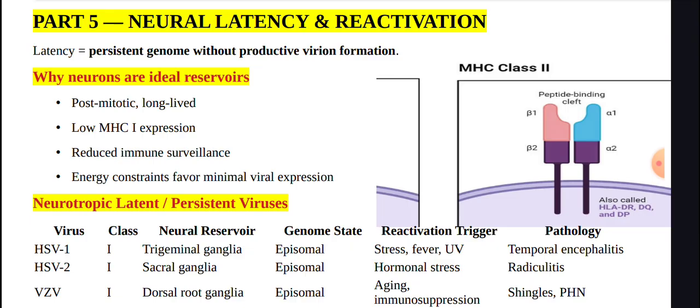But some viruses play a longer game. They find a sanctuary where the police, the immune system, can't easily go. And that sanctuary is the nervous system. Right. Why neurons? Of all the cells in the body, why are they the perfect hideout? It comes down to the unique biology of the neuron. First, and maybe most importantly, neurons are postmitotic. Meaning they don't divide. They don't divide.